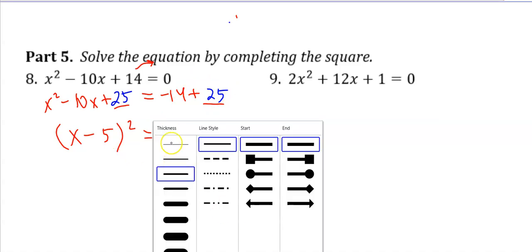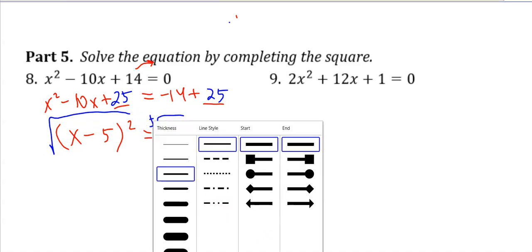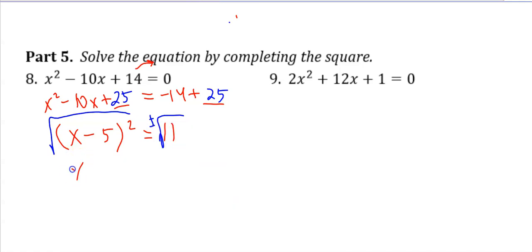So then you're going to take the square root of both sides. Don't forget, plus or minus. And you get x minus 5 equals plus or minus square root of 11. Irrational answers: x equals 5 plus or minus square root of 11 when you add 5 to both sides.